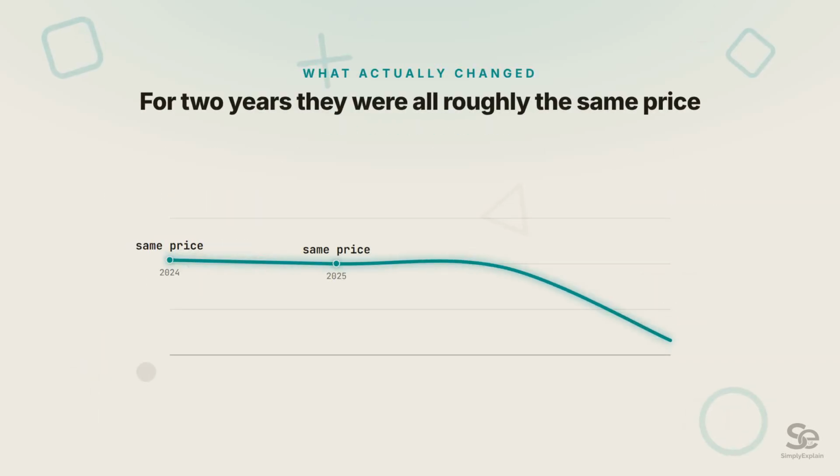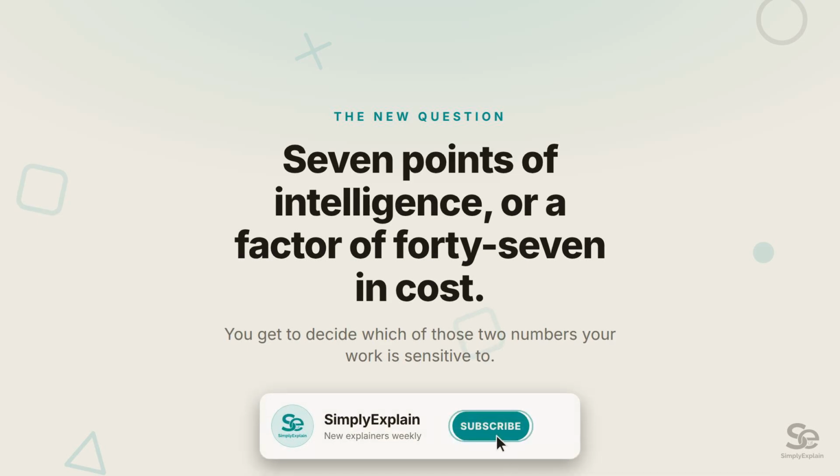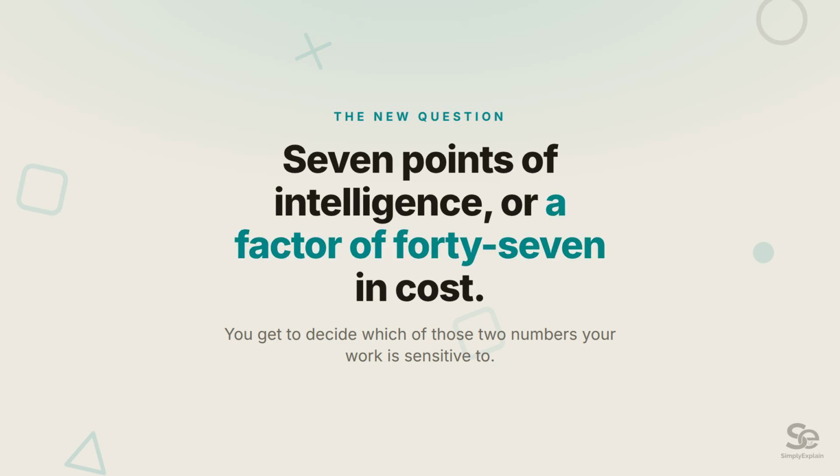For 2 years, the open weight question was which model is best, and that was the right question, because they were all roughly the same price. They are not anymore. The spread across that list is now 7 points of intelligence and a factor of 47 in cost. You decide which number your work is sensitive to.